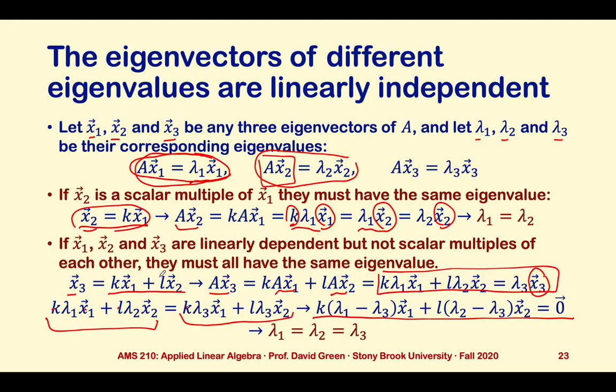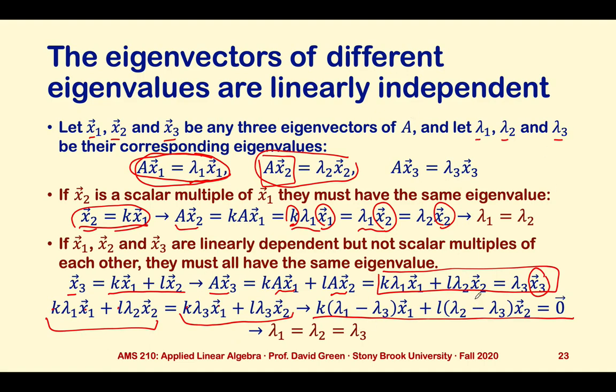Now, we've already said that these are not scalar multiples of one another. If x1 and x2 were scalar multiples of each other, they would have to share the same eigenvalue, and we're trying to look for the more general case, so we've assumed that they're not. If they're not, then we can't get 0 simply by taking a sum of scalar multiples of the two, which means the only way we can get 0 is if each coefficient is 0.